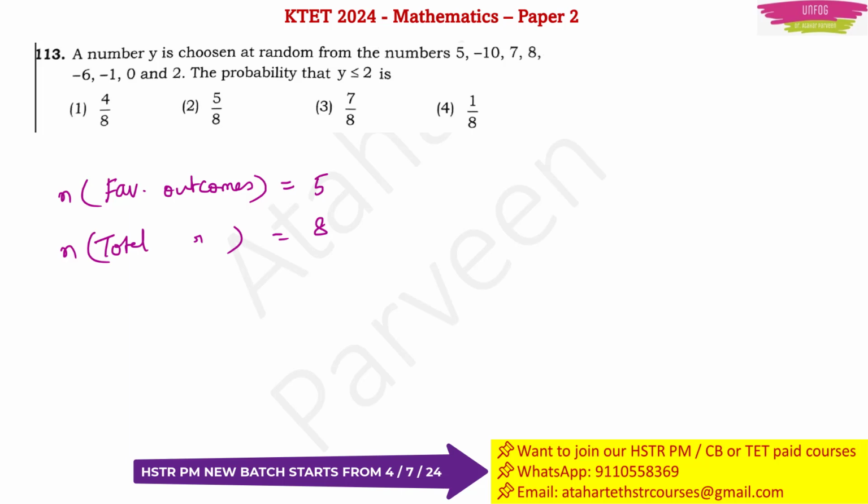And total outcomes are 8 numbers, right? So to find the probability, I do favorable outcomes by total outcomes, it is 5 by 8. So option 2 will be the correct answer, and this is also a very easy question. Now this was the last question from proper mathematics. Next the methodology questions will start.